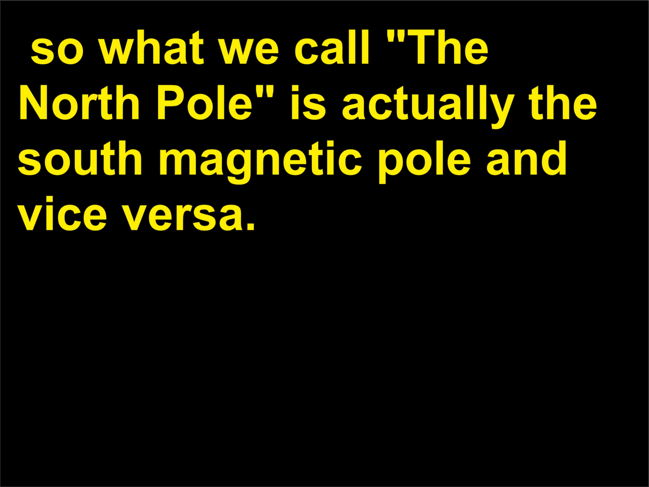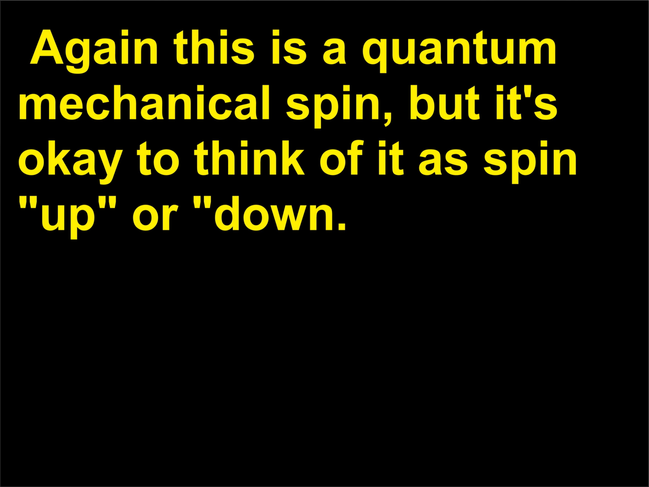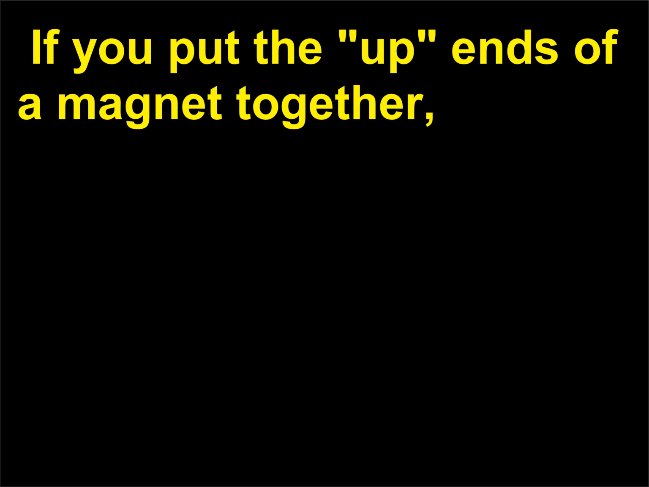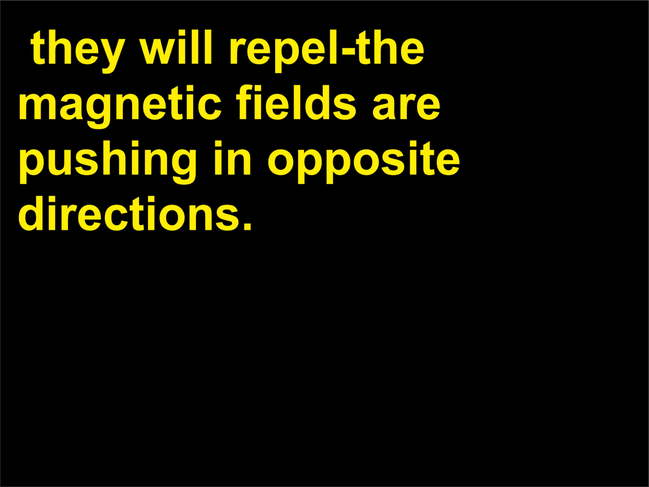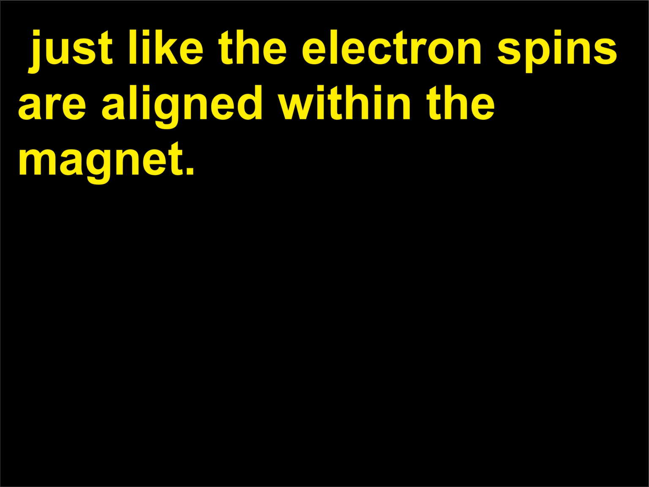So why do opposite ends of magnets attract or repel one another? Remember that real-world magnets are ferromagnetic substances. They have a net overall spin. Again, this is a quantum mechanical spin, but it's okay to think of it as spin up or down. In a ferromagnet, all of these spins are pointing in the same direction. If you put the up ends of a magnet together, they will repel. The magnetic fields are pushing in opposite directions. If you put an up end next to a down end, they will attract. The magnetic fields are working in the same direction, just like the electron spins are aligned within the magnet.